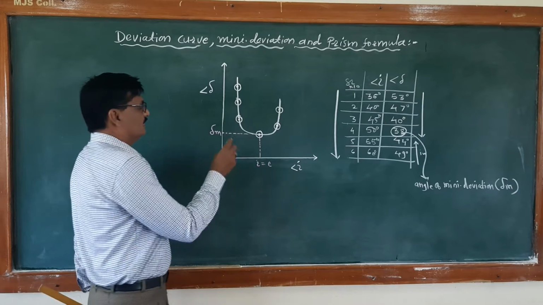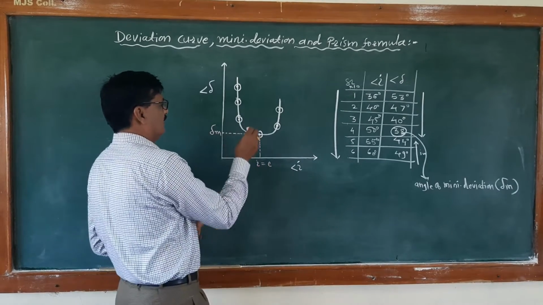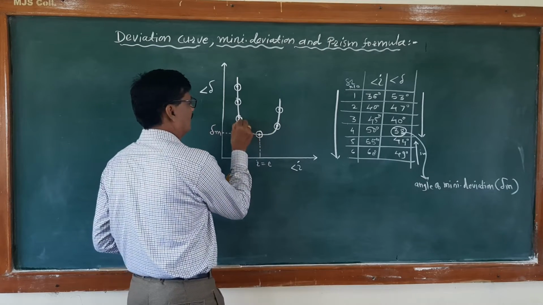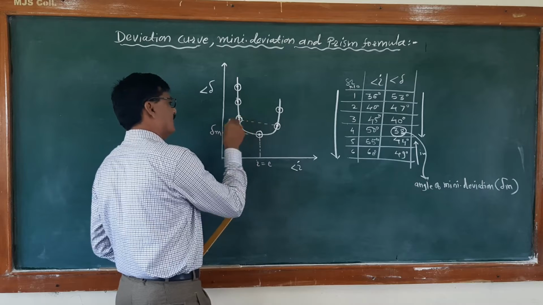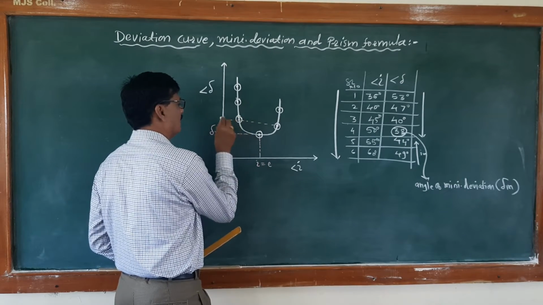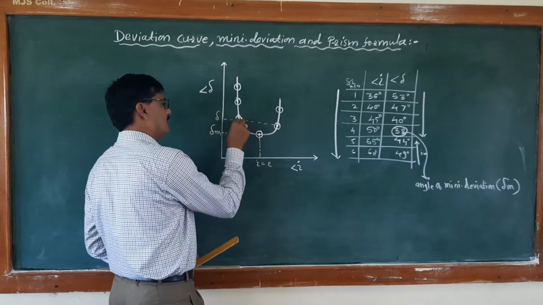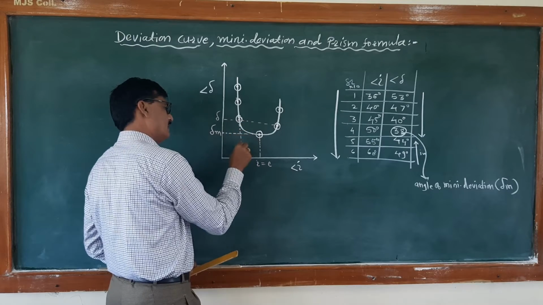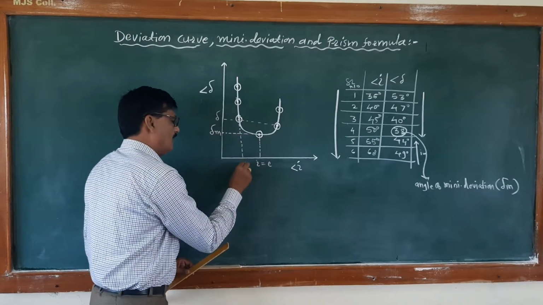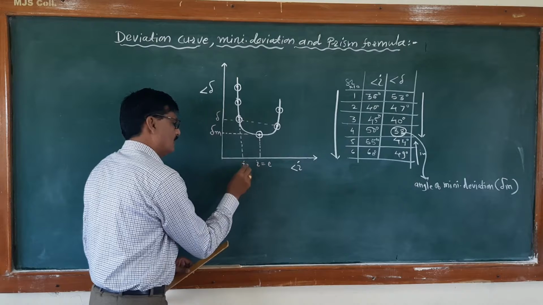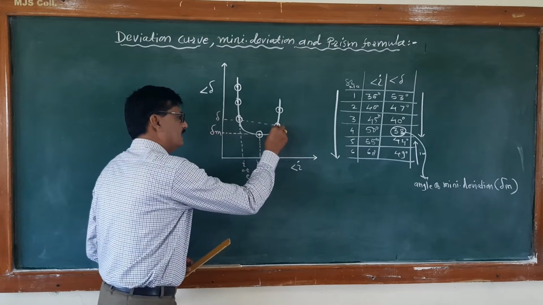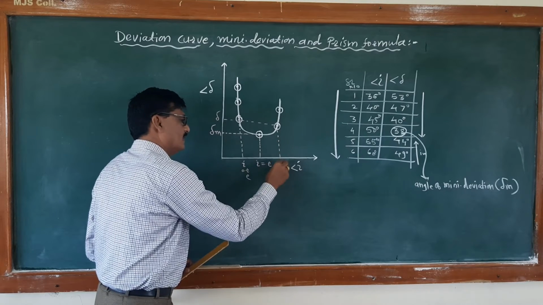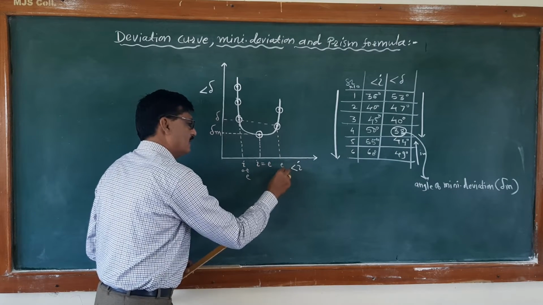Suppose this is my angle of incidence, this is delta here, I or E, and this is called E or I.